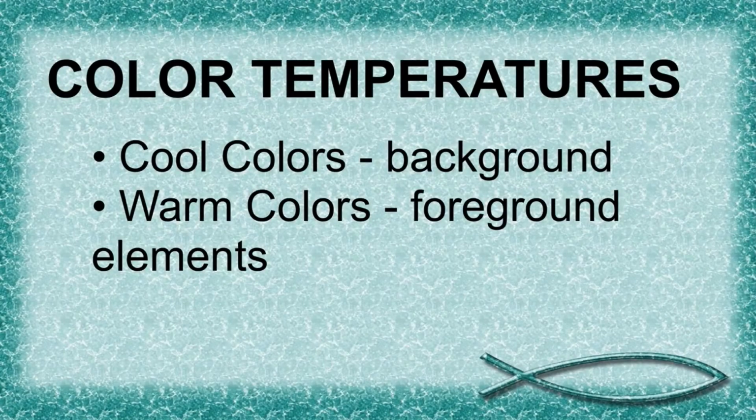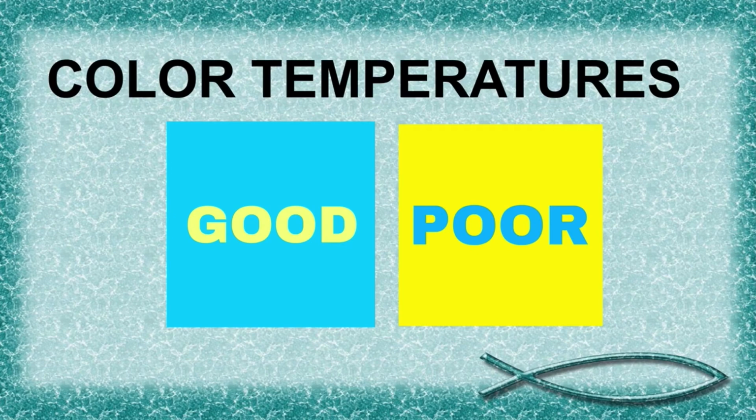Color temperatures. Color temperatures have cool colors and warm colors. Cool colors like blues and greens are used for background, while the warm colors like reds and yellows are used for foreground elements. So these are the examples of color temperatures.